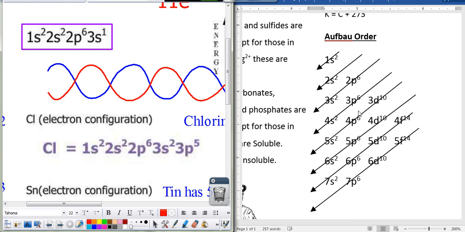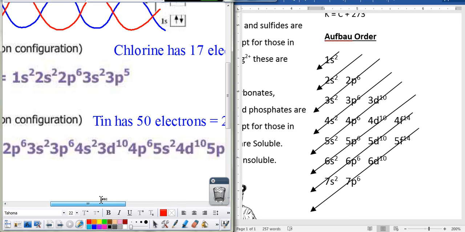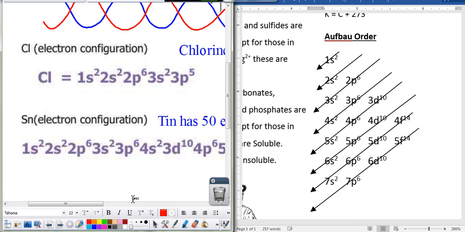Once we get to the 3p5, we ran out of electrons and we stopped writing. Next, a much bigger element. Man, look how long the configuration is. It starts off the same as all of them. Aufbau's order starts with 1s2, go to the next arrow, 2s2, 2p6, 3s2. Next arrow, 3p6, and for the love of God, keep going down the arrow.